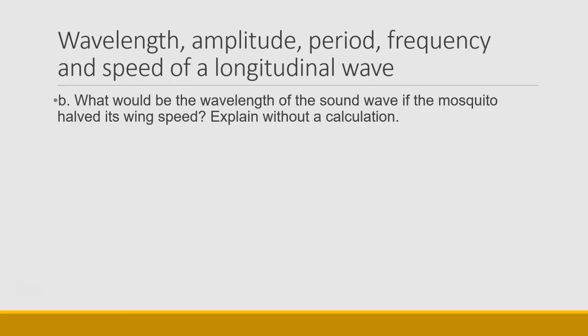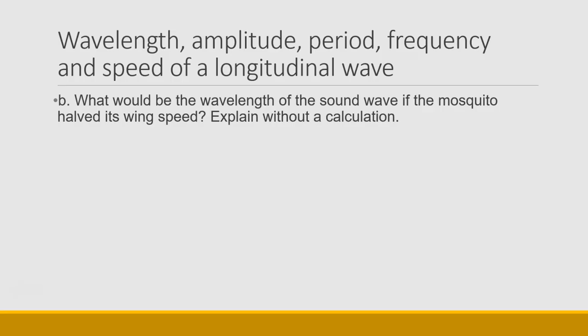What would be the wavelength of the sound wave if the mosquito halved its wing speed? Now, that's a little bit confusing, because by saying that the mosquito halved its wing speed, what are we actually halving? We're not halving the speed of the wave. And remember that the speed of the wave depends only on one thing, and that is the medium through which it travels. And that hasn't changed. Halving the wing speed means that we're halving the frequency. So it started off at 600 beats per minute, and now it is 300 beats per minute.